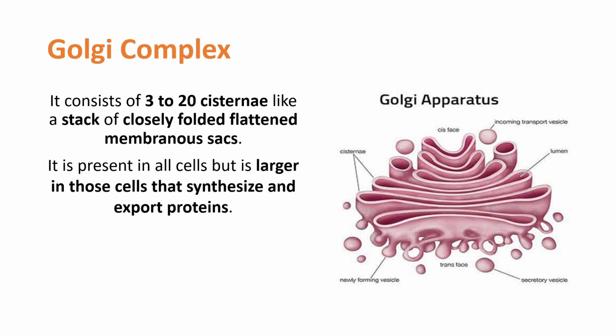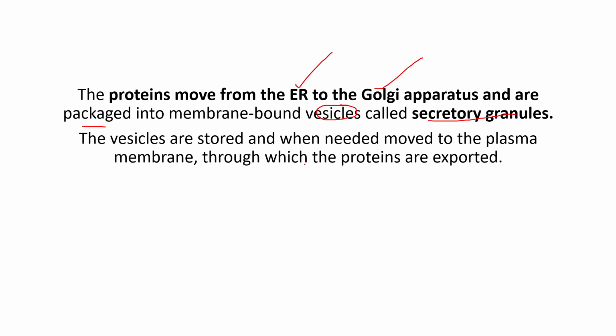You can see the proteins are moved from endoplasmic reticulum to Golgi apparatus and are packaged. They are packaged in membrane bound vesicles. These vesicles are known as secretory granules. The vesicles are stored and when needed move to the plasma membrane, through which the proteins are exported.